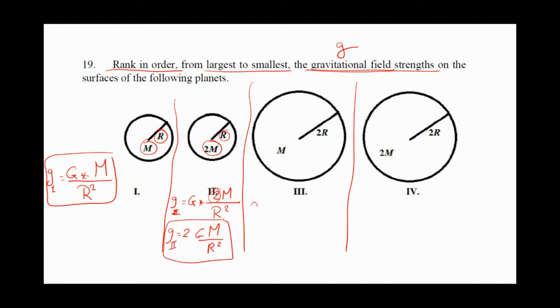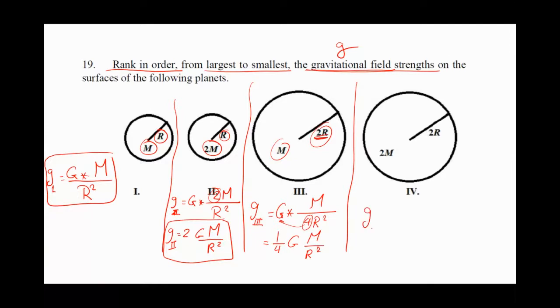The third one, G3, equals the constant times the mass, which is here m, divided by 2r total squared, because the radius here is 2r. So what's 2r total squared? It will be 4 times r squared. So we can write it as 4 times r squared. Take this 4 out. So it's 1 over 4 times G times m divided by r squared.